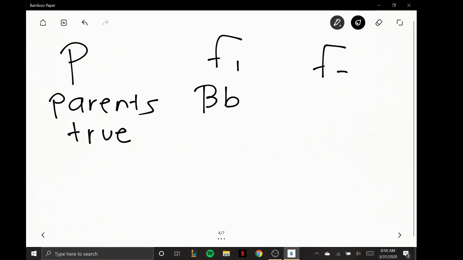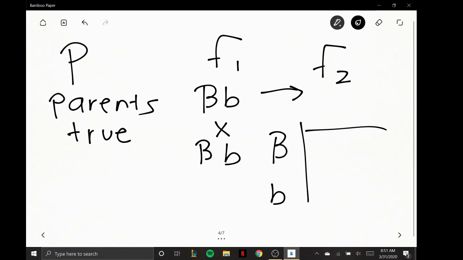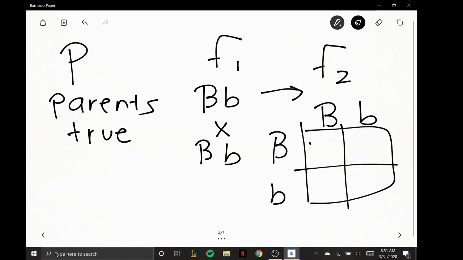And the F2 generation, in order to get to the F2 generation, you have to cross two members of the F1 generation. So you're going to cross big B, little b, and big B, little b. So if we do the Punnett square for that, we'll get one big B, big B, one big B, little b, one big B, little b, and one little b, little b.